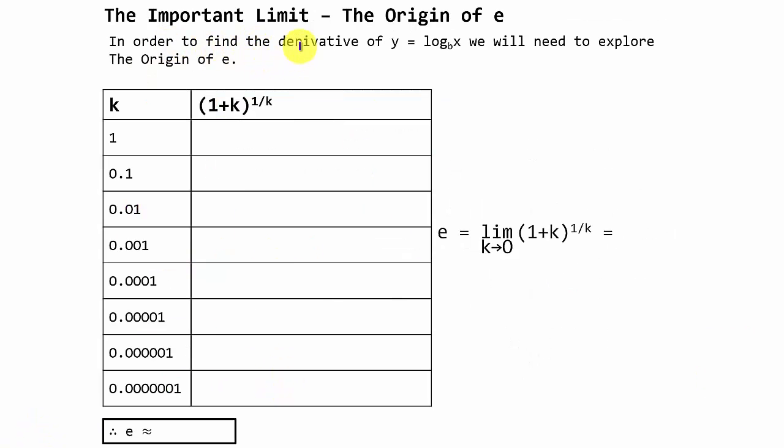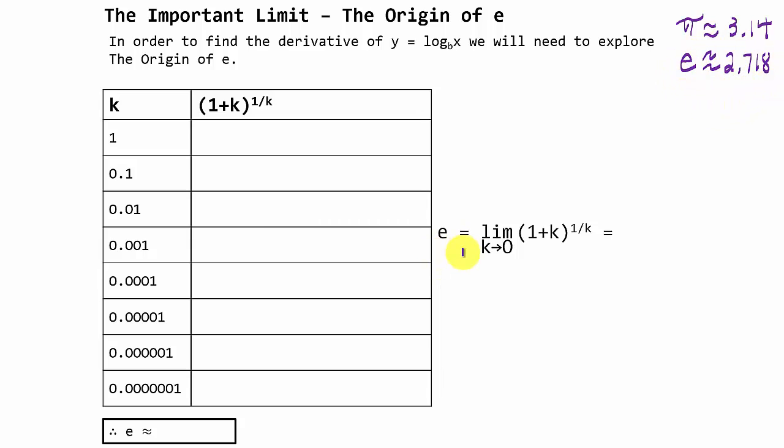In order to find the derivative of this log function in general, y equals log base b of x, we need to explore the origin of e. E is a special number. Just like we know pi to be approximately 3.14, e is approximately 2.718. Let's look at how this number came to be.